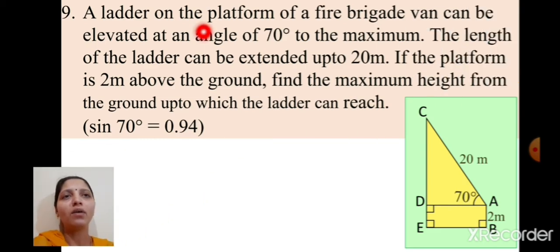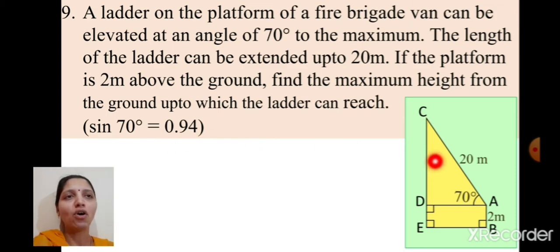A ladder on the platform of a fire brigade van can be elevated at an angle of 70 degree to the maximum. The length of the ladder can be extended up to 20 meter. If the platform is 2 meter above the ground, find the maximum height from the ground up to which the ladder can reach. So here sin 70 degree is equal to 0.94 value is given. Now this is the hint given to you. Sin 70 degree means you have to consider the sine ratio. Okay. So this is the hint.